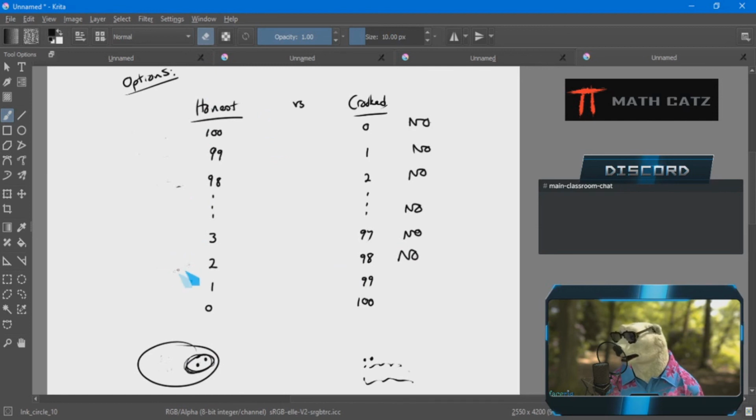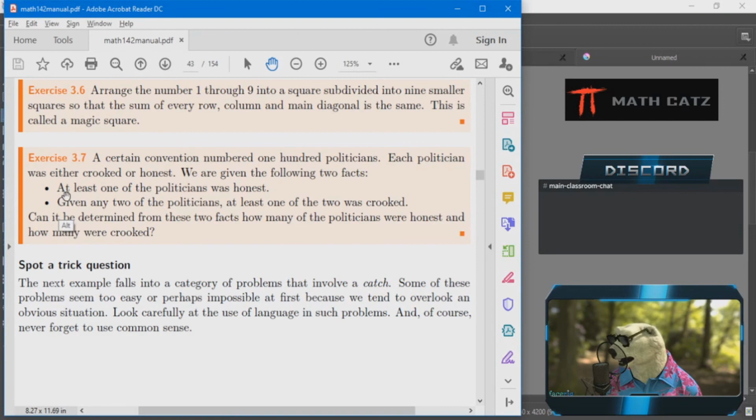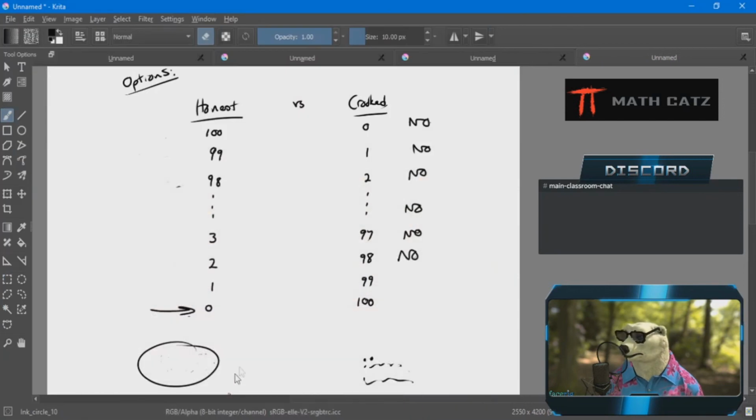So that's not possible either. Let's skip this one over here and go to the 0 one. The 0 case with no honest politicians can't happen, right? Because the first fact isn't true anymore. I have to have at least one honest politician. So that is a no as well. Okay, so that's out.